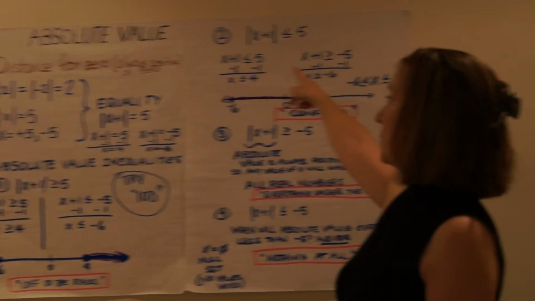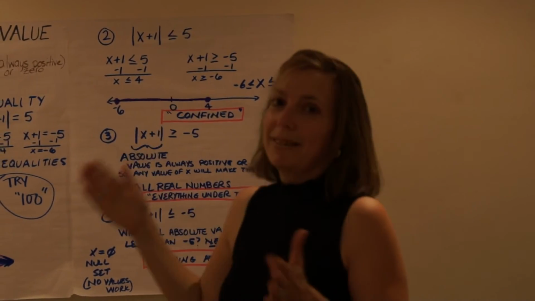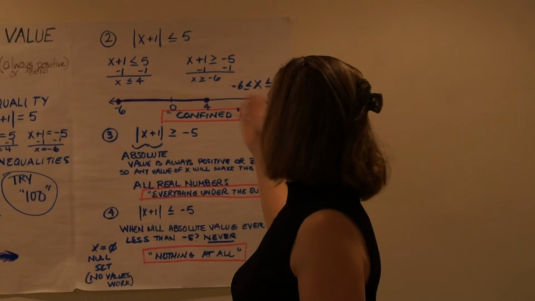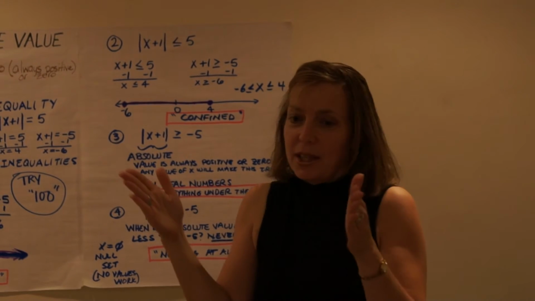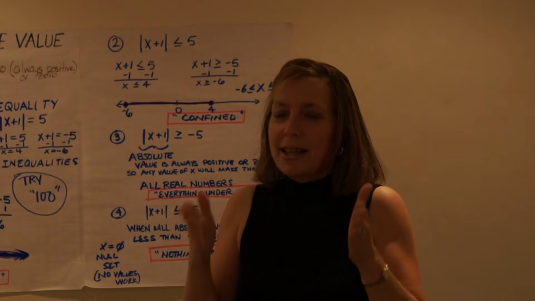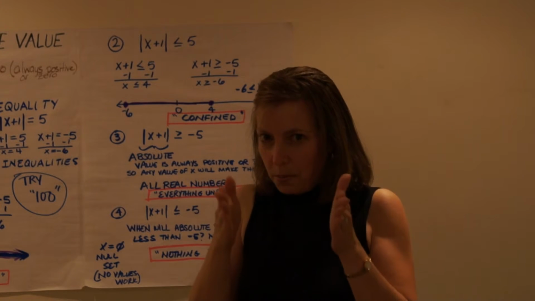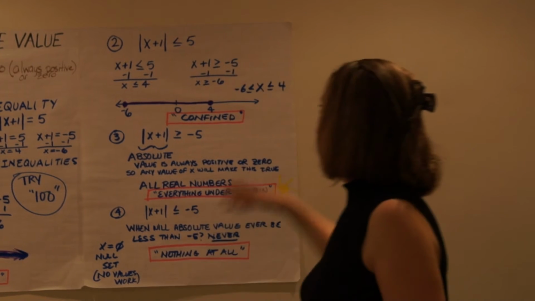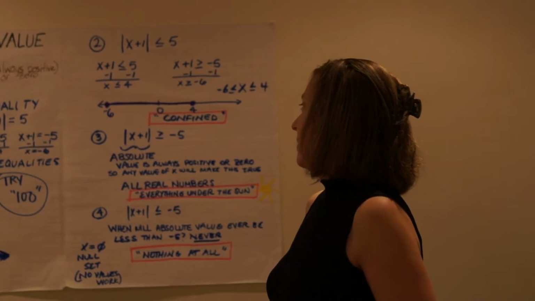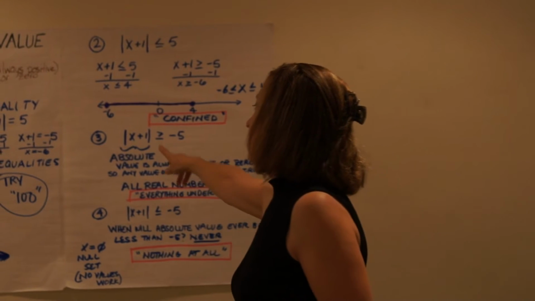Kind of the opposite example is the absolute value of x plus 1 has to be less than 5. And so we go through kind of the same procedure, except in that case 100 wouldn't work, and -100 wouldn't work. And so we just have a small part of the number line that's going to work. I call that one confined. Then there's 2 of the scenarios left.